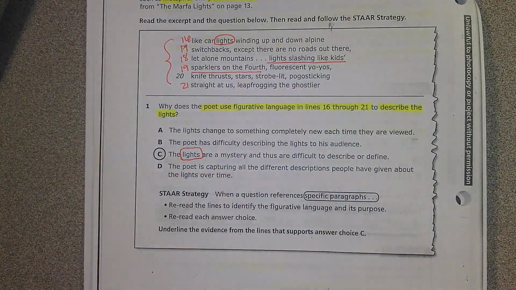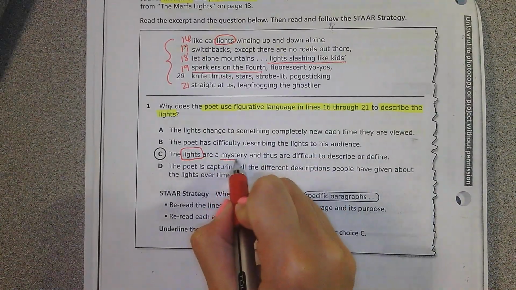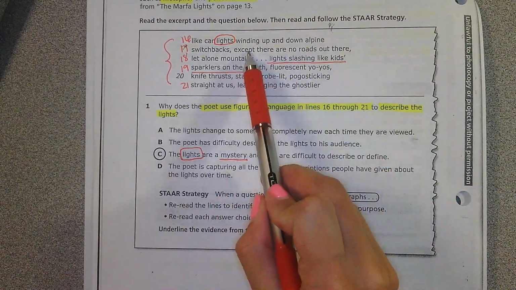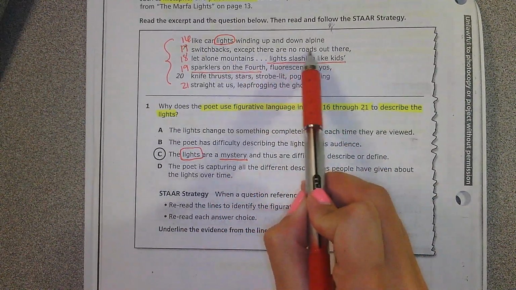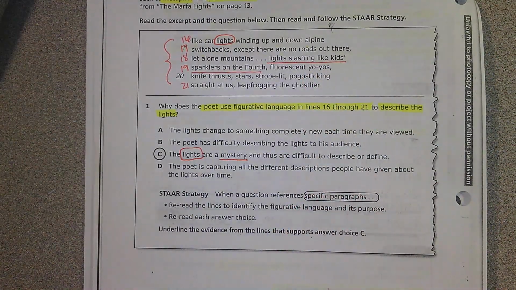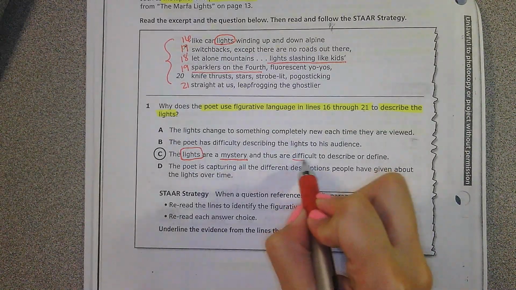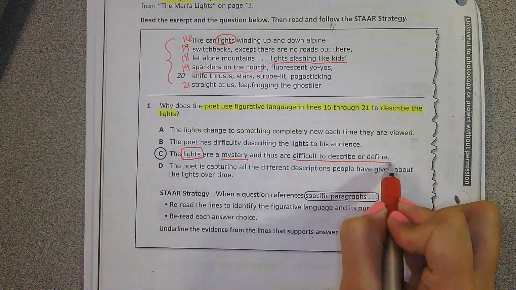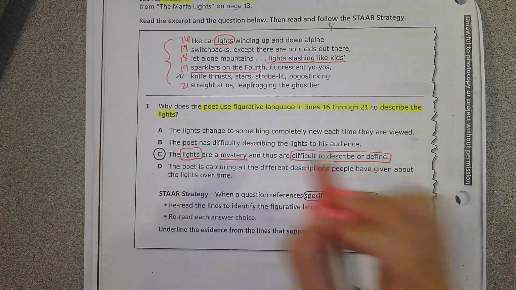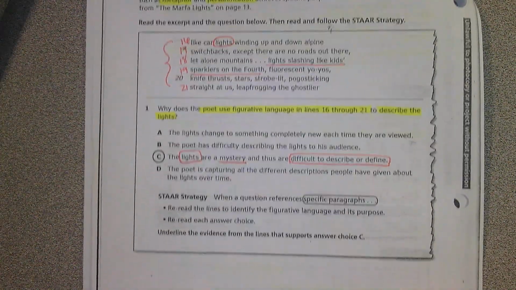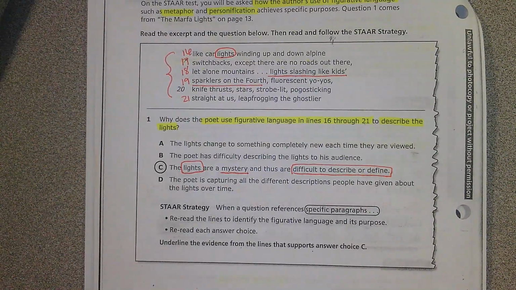So they're describing lights. They're describing them as a mystery. Notice how they also say, except there are no roads out there. So think of an area that has no roads whatsoever. It's going to be a mystery. Now, thus are difficult to describe or define. So notice how the author is trying to describe the lights, but in a mysterious way.